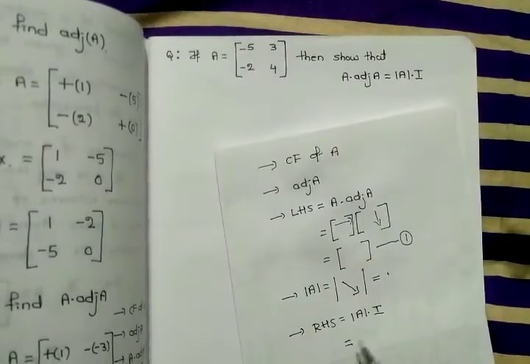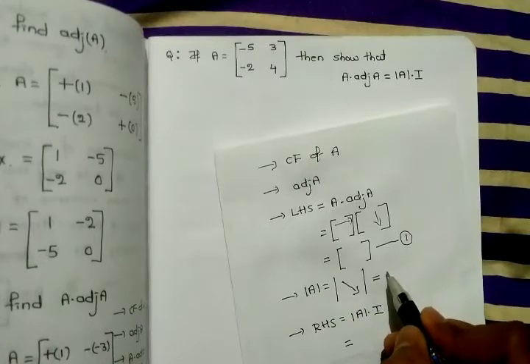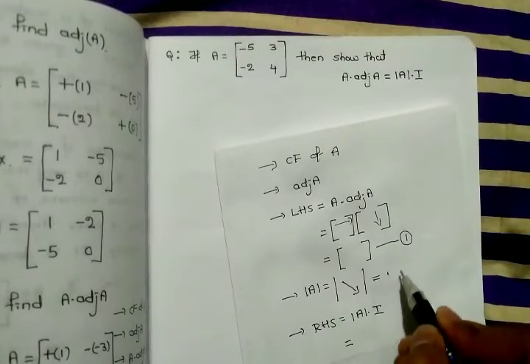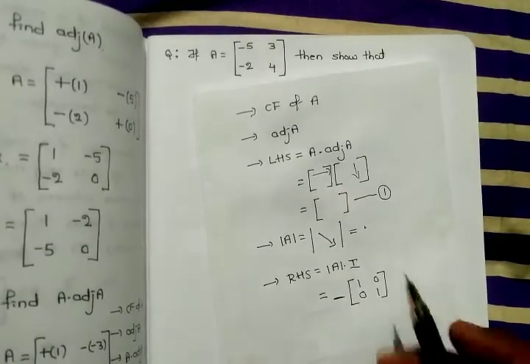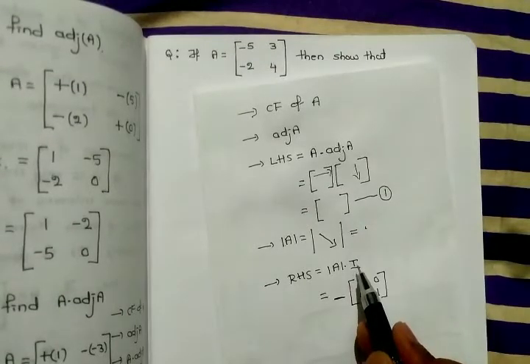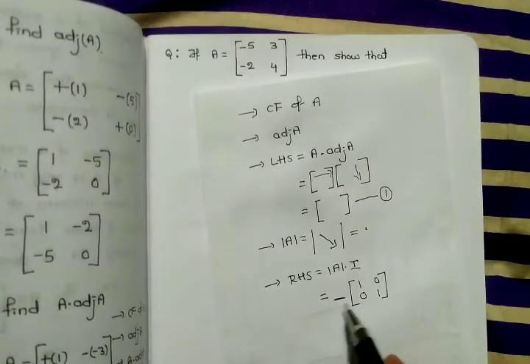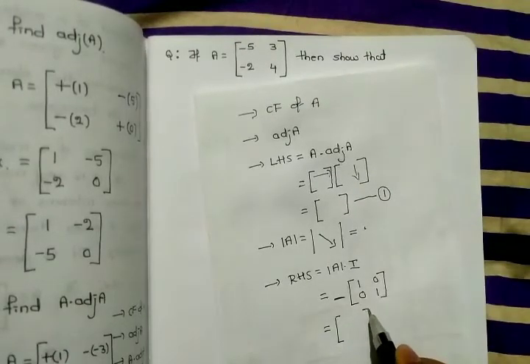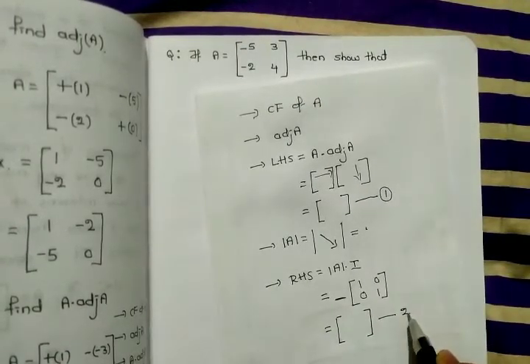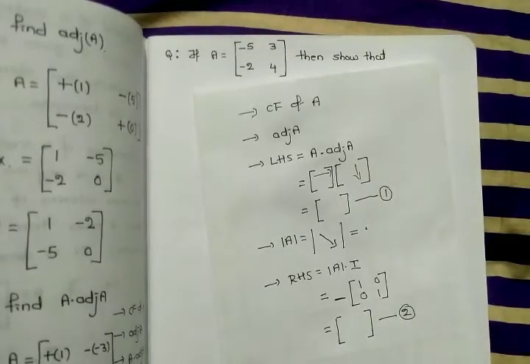So determinant of A into I is equal to, see, the determinant of A value will already be there. So substitute the determinant of A into I, where I means identity matrix, that is 1 0 0 1. Next, do the multiplication. Once you do the multiplication, you will get one answer. Call that value 2.